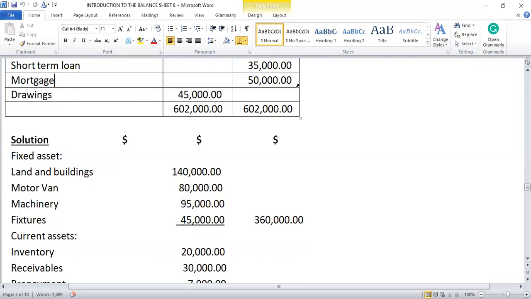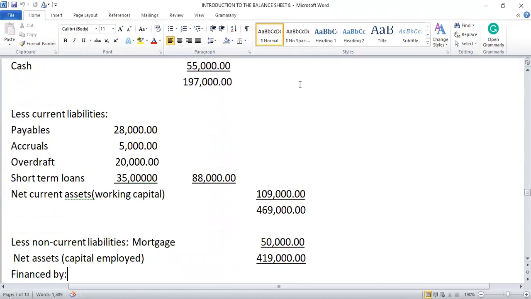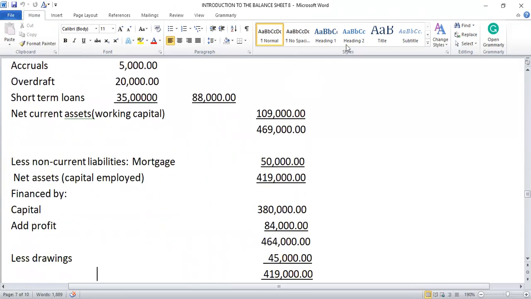$50,000. We deduct our mortgage, $50,000. Then we get our net assets or capital employed of $419,000. It will be financed by the capital, which is $380,000. Then add up our net profit, $84,000.